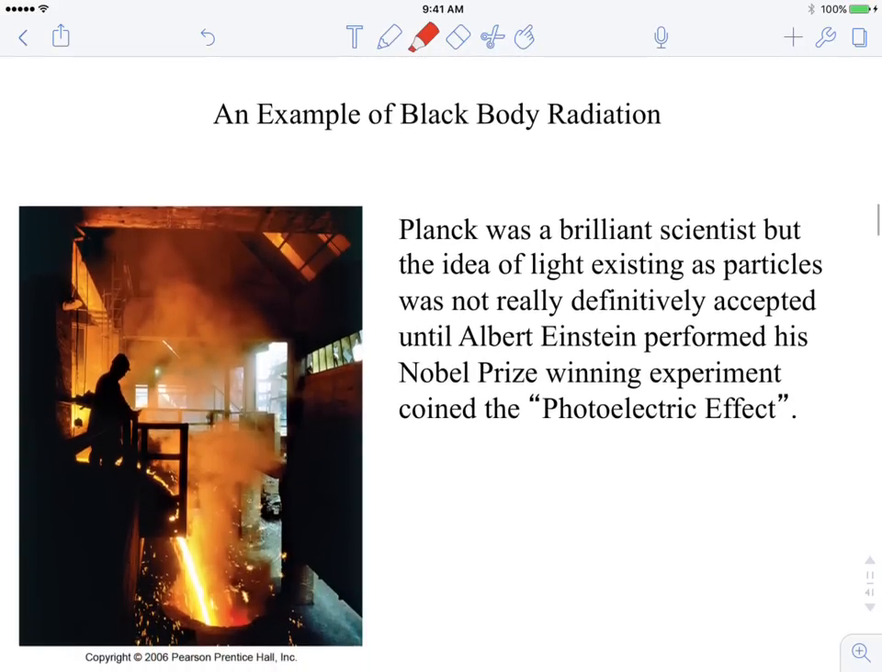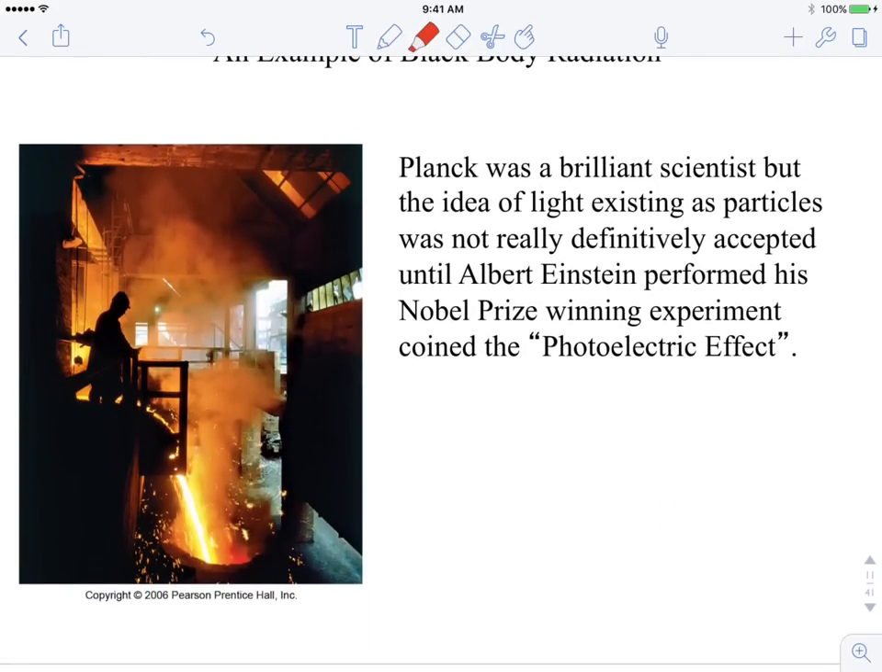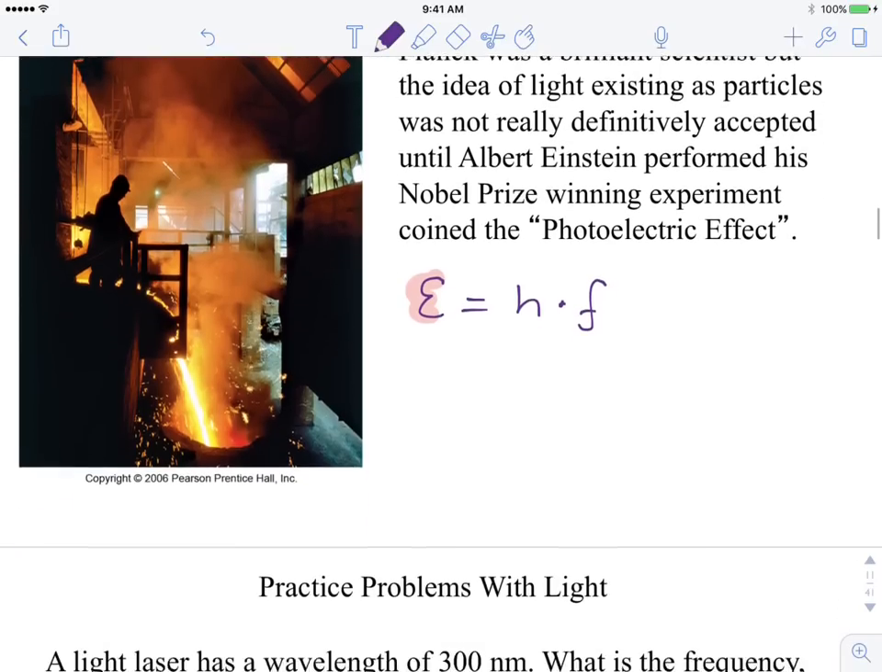If we look at an example of black body radiation, this is hot molten iron being poured, and you can see the heat and light being given off by this. And we can use his equation, E equals Planck's constant times the frequency, in order to determine the energy coming off. But really, he wasn't exactly sure. He didn't have great evidence and this great ability to explain what he found. And that really came through with Albert Einstein.